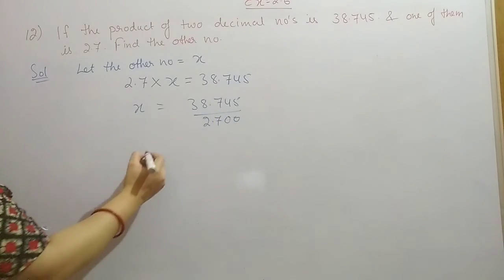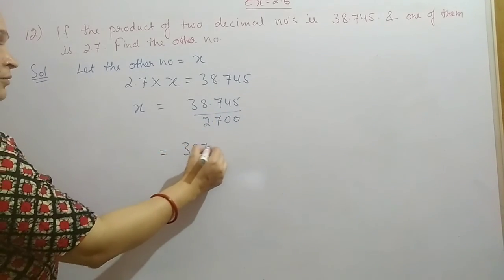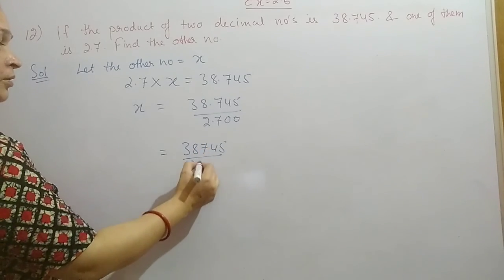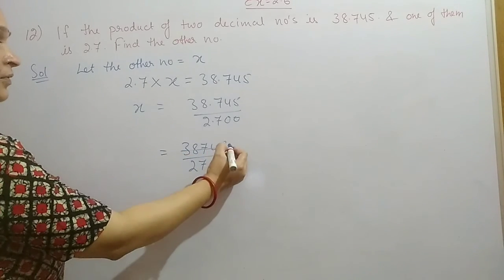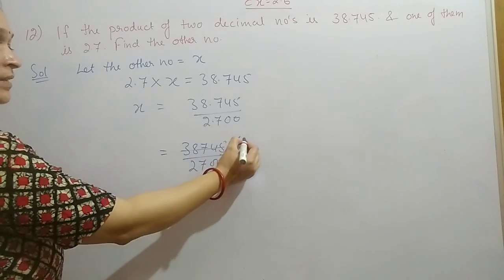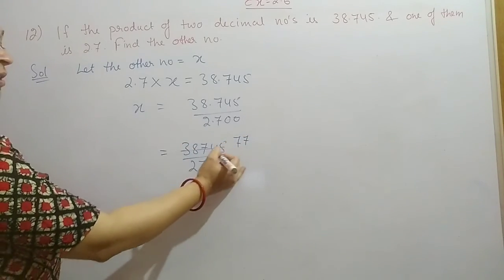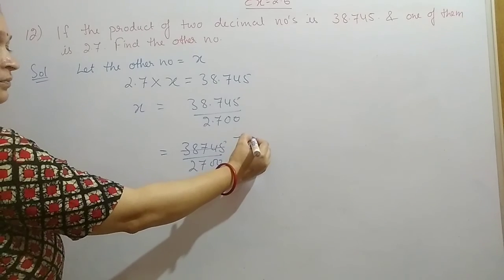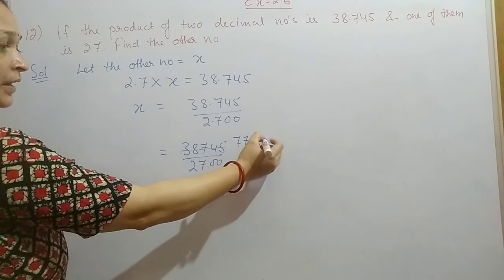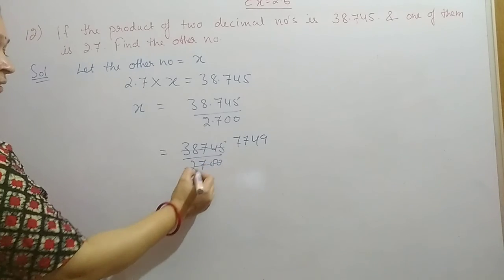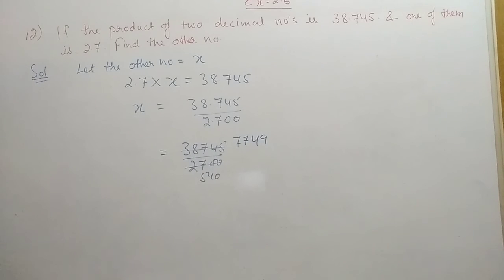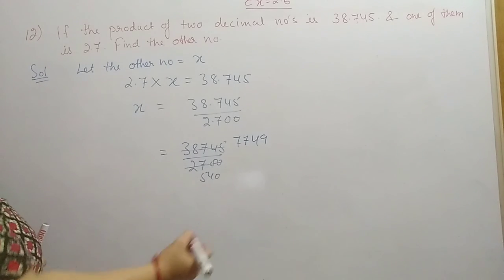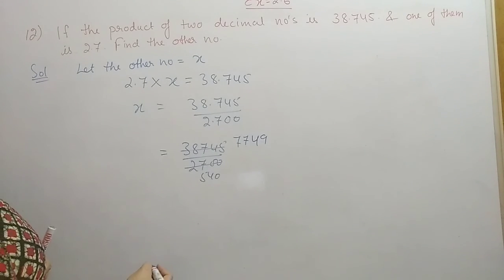Now you can remove the decimal. 38745 by 2700. Now do the cancellation. You can do with 5 table. 5 7s are 35, then 37, again 5 7s are 35, 24, 5 4s are 20 and 5 9s are 45. Here 5 5s are 25, 5 4s are 20 and 0. You can cancel again by 9 table.